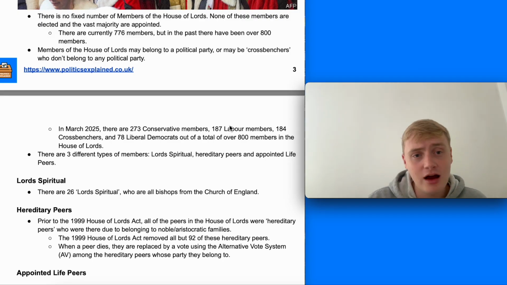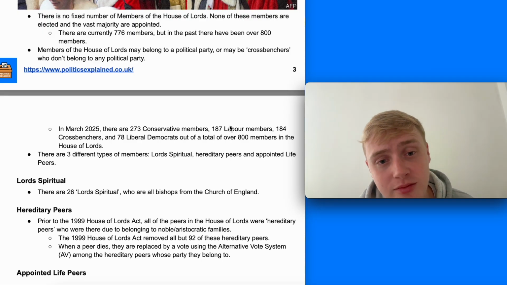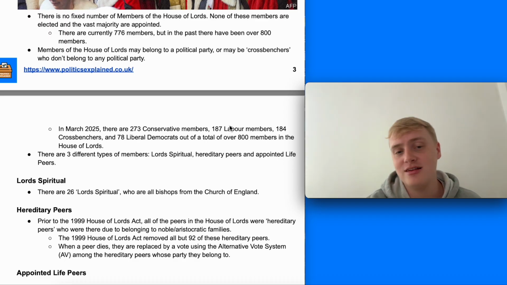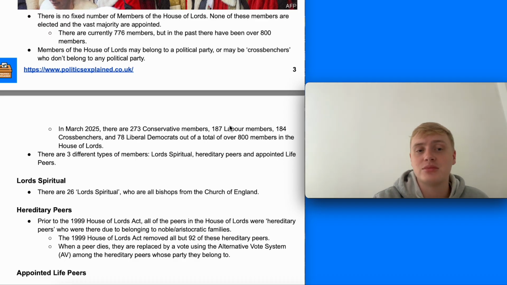In March 2025, there are 273 Conservative members, 187 Labour, 184 crossbenchers, and 78 Liberal Democrats out of a total of over 800 members in the House of Lords. So that's now gone above 800 members.